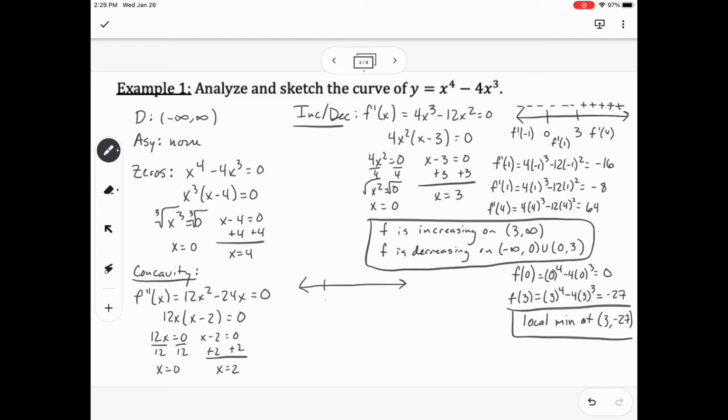I'll do the same thing I did with the first derivative. I'm going to look in between. I'm picking values on the left side of 0, which is -1, in between 0 and 2, which is 1, and then on the right side of 2, which is 3.